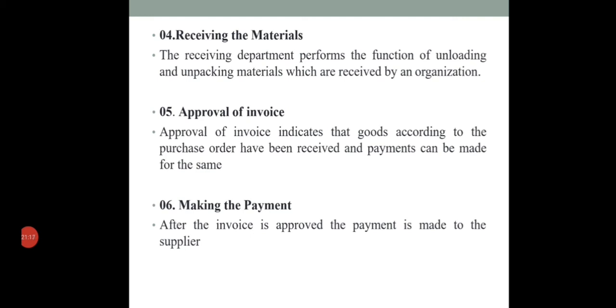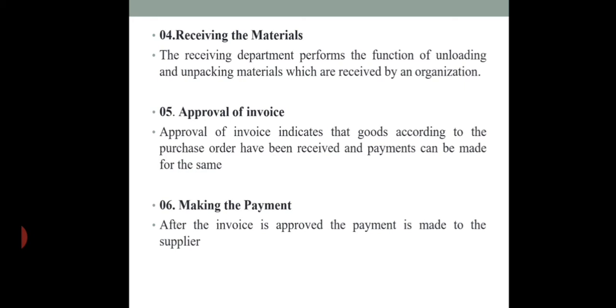Approval of invoice. Invoice approval is the process of reviewing and approving supplier invoices before the payment is processed or made by the organization. The invoice approval process begins once the buyer or the purchase executive or the purchase officer receives a supplier's invoice. The invoice is then sorted into a specific category and forwarded to the respective person for approval.